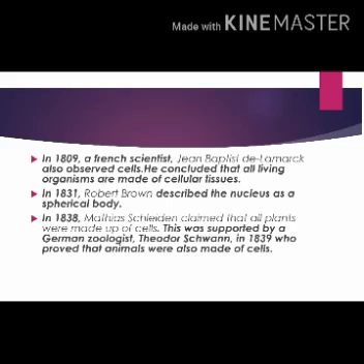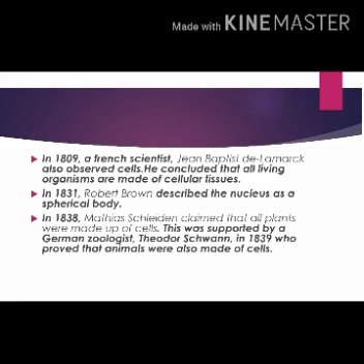Dear students, in 1809, a French scientist Jean-Baptiste de Lamarck also observed cells when he examined the parts of animals and plants under a microscope. He concluded as a result that all living organisms are made of cellular tissues. Then, in 1831, a British botanist, Robert Brown, described the nucleus as a characteristic spherical, meaning round, body in the plant cell. This made a new concept about the cell, which was already given by Robert Hooke, that the cells are empty chambers.